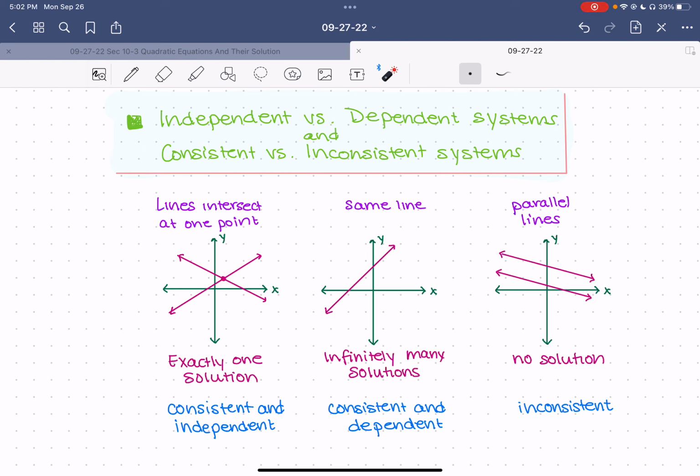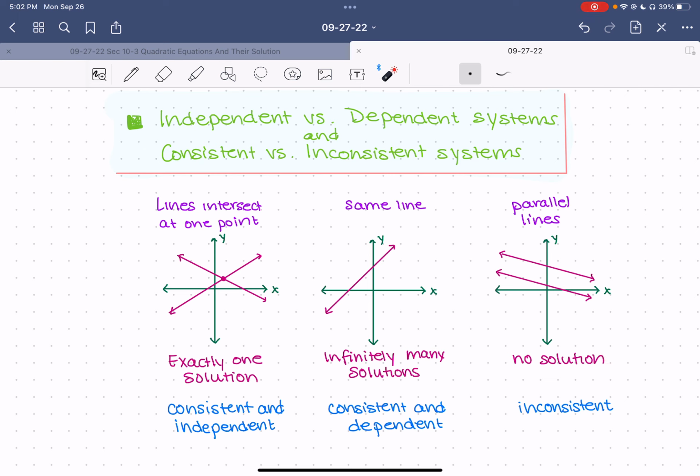If they end up being the same line, they're intersecting all over the place, and we say there's infinitely many solutions. Don't say all real numbers though, because if you say all real numbers, you're implying that any point is a solution. But this point right here, that's not on the line. That's not a solution. But this is a solution. So anyway, say infinitely many, not all real numbers. If they never intersect, then there's no solution.